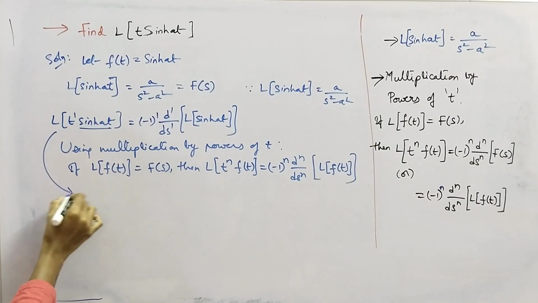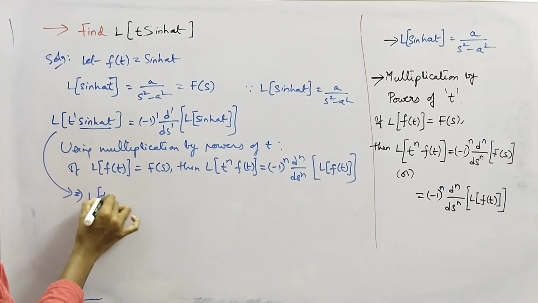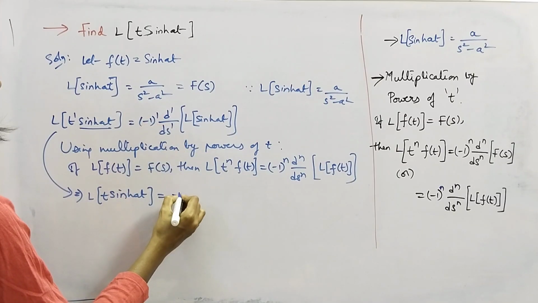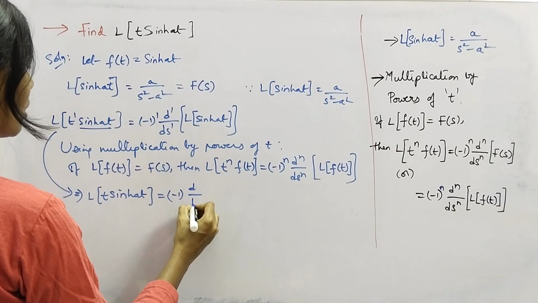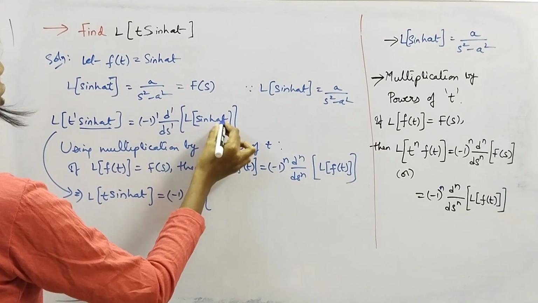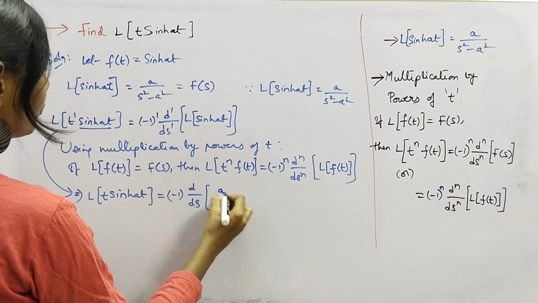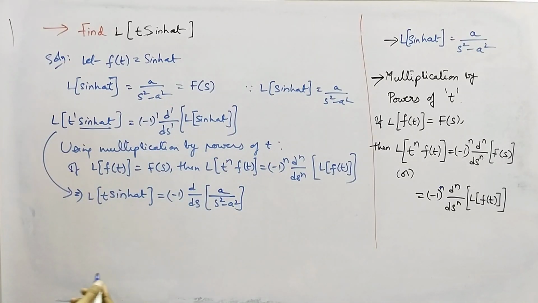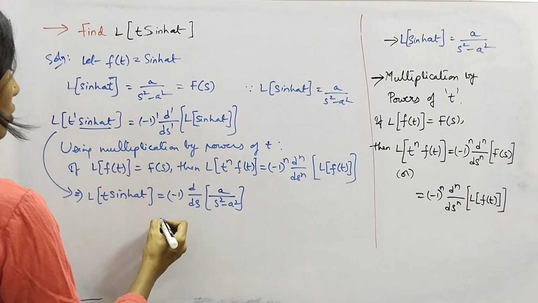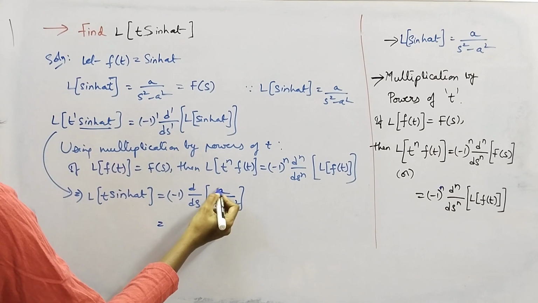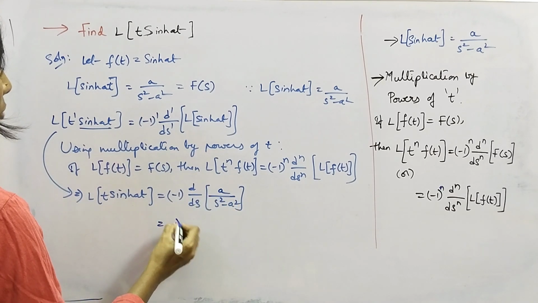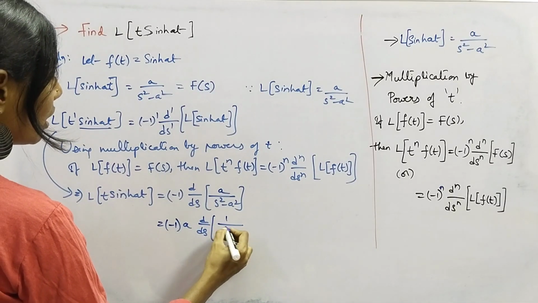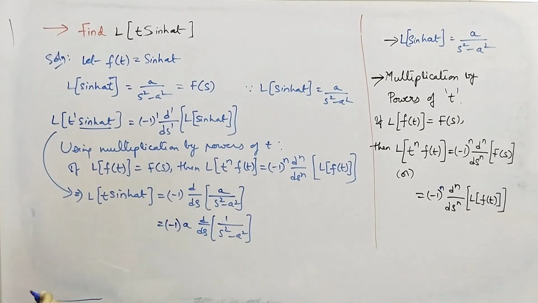right? And this gives us L of t sinh at equal to minus 1 power 1, which is minus 1, into d power 1 by ds power 1, that is d by ds of L of sinh at, which is a by s square minus a square, or you can write f of s, that is a by s square minus a square. Okay, since a is constant, you can just pull this out. You'll get minus 1 into a into d by ds of 1 by s square minus a square, right?